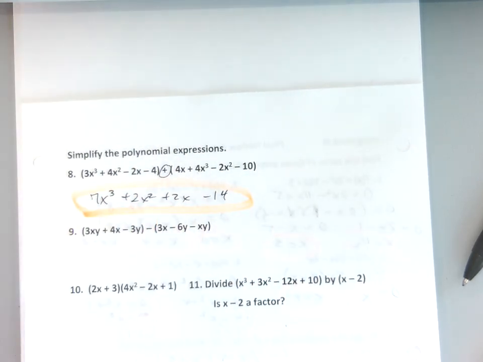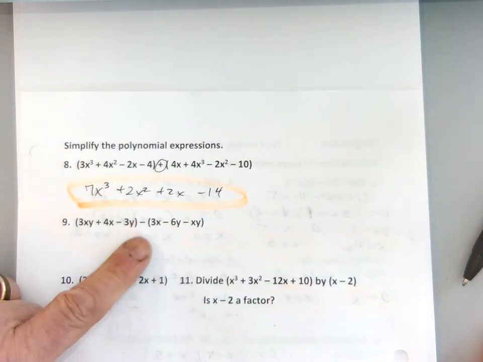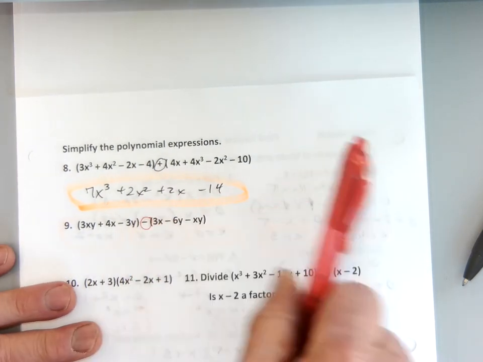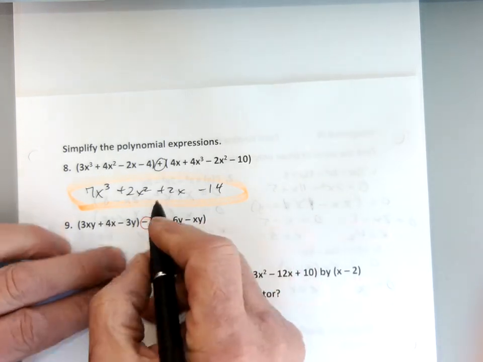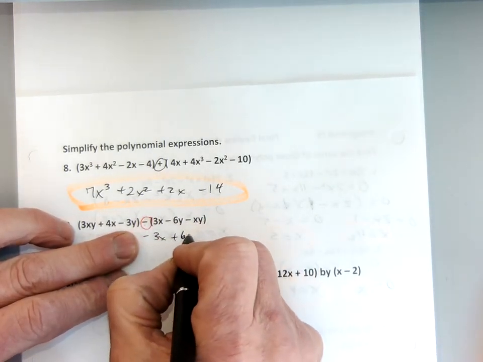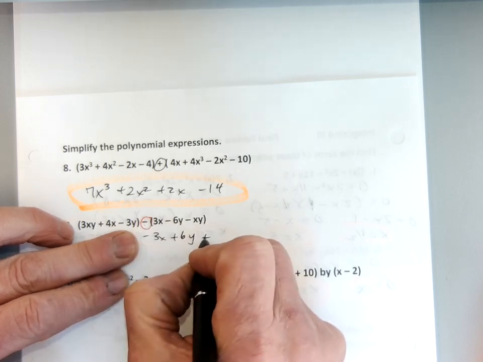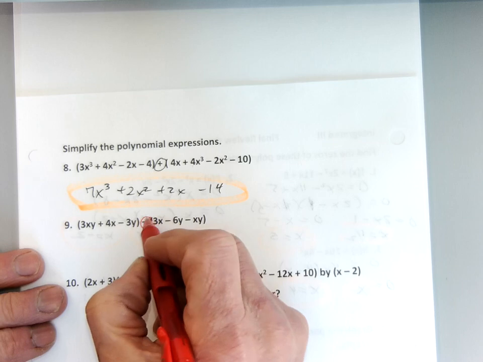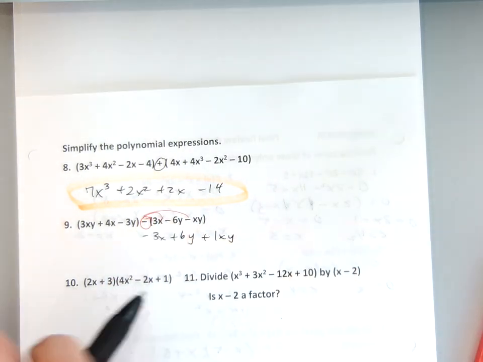Okay, number 9. Well, to do number 9, I have to subtract. And for me, I always make mistakes, so I'm just going to bring through the negative. I'm going to rewrite this equation as a negative 3x and a positive 6y and a positive 1xy. Okay, so I just brought the negative through because that way I'm now going to add these terms.